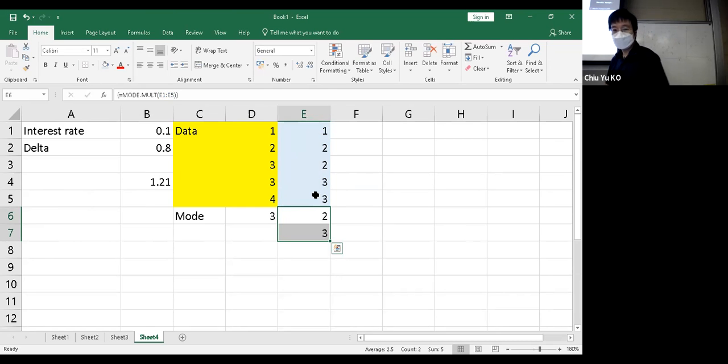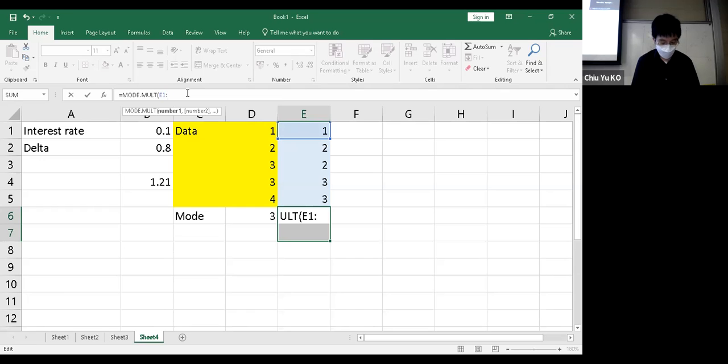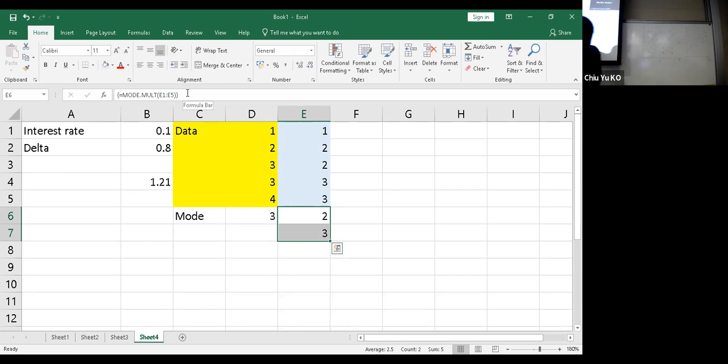Yes. Okay. Just maybe repeat the procedure here, because I know there's two answers here, right? I highlight these two, and I write the formula. The formula is mode and multiple. My data is from E1 up to E5. Once you finish entering the data, you have to press shift, control, and enter, all three of them at the same time. And then you get the answer of 2 and 3.